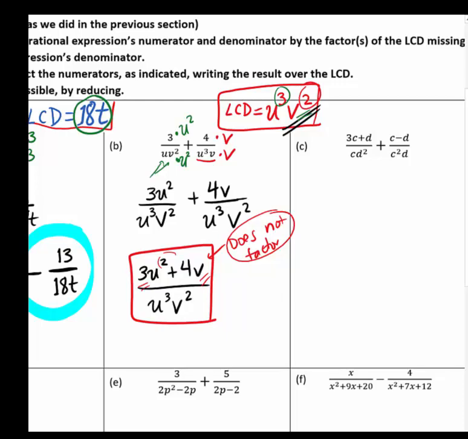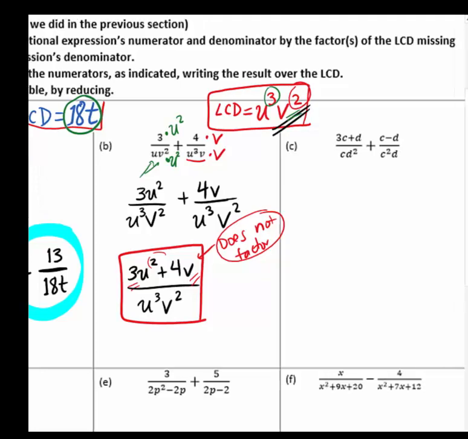Actually, a lot of these problems cannot be reduced. So keep in mind, let's say about half the problems will be able to reduce, half of them won't. So just like this one, half of the problems, once you add or subtract them, there's nothing you can do. You might try to factor, but it won't work.